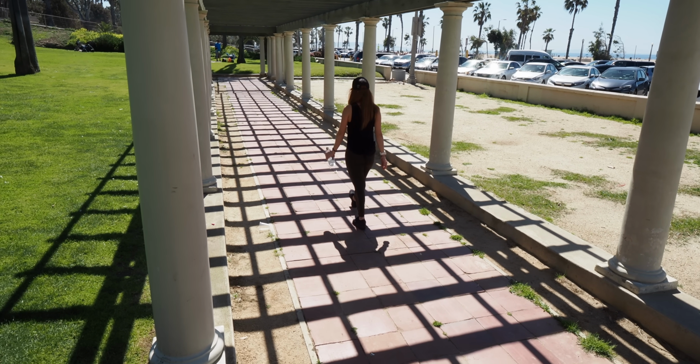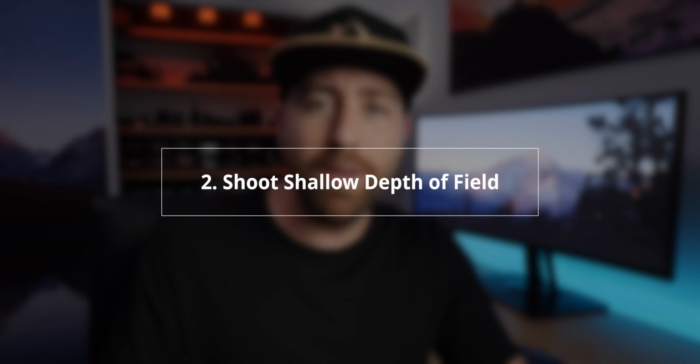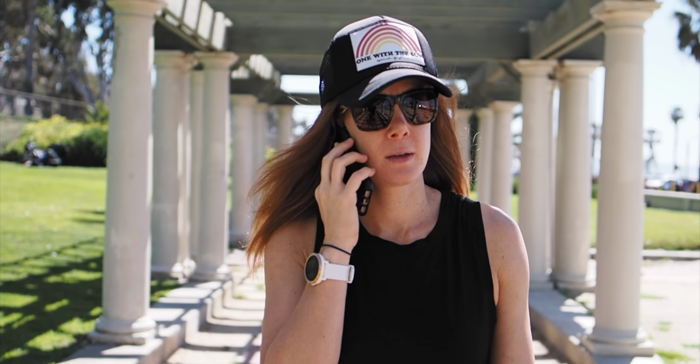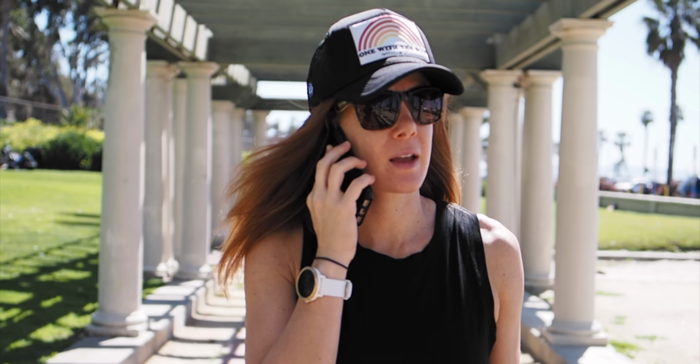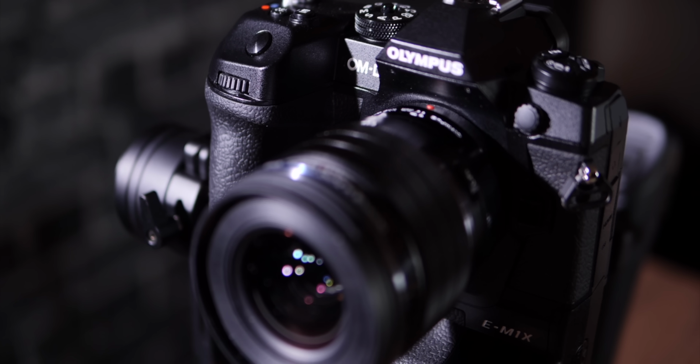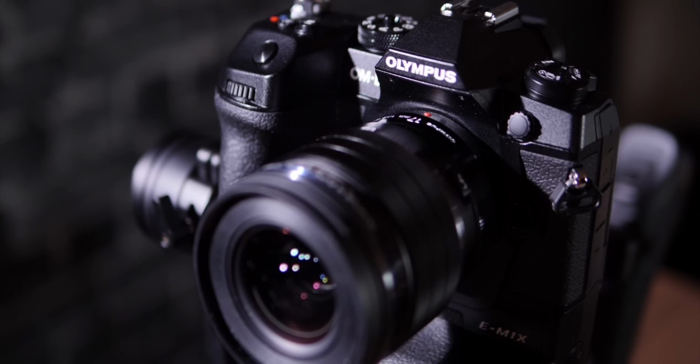Now, my second tip is get shallow depth of field. And what I mean by that is throw the background out of focus. So this all depends on the sensor size and the lenses that you're using. If you're using a full frame camera, it's much easier to throw your background out of focus. With a micro four thirds, it's much harder to throw the background out of focus.